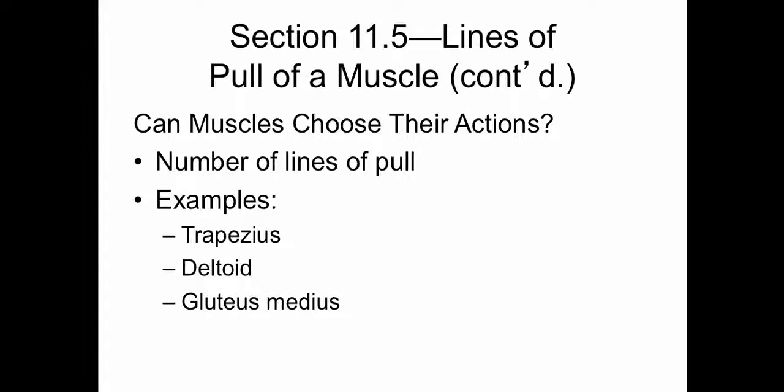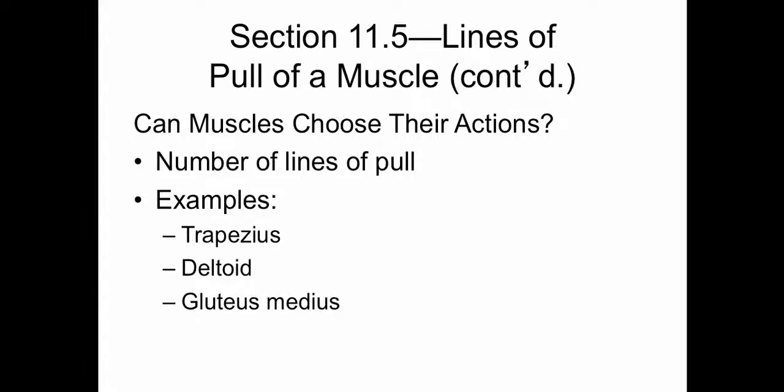A muscle cannot choose which of its actions will occur. Muscles are basically machines that contract when they are ordered to do so by the nervous system. If a muscle contracts, then whichever motor units are ordered to contract have every muscle fiber within them contract and attempt to shorten. When a muscle has only one line of pull, it must attempt to create every action that would occur from that one line of pull.